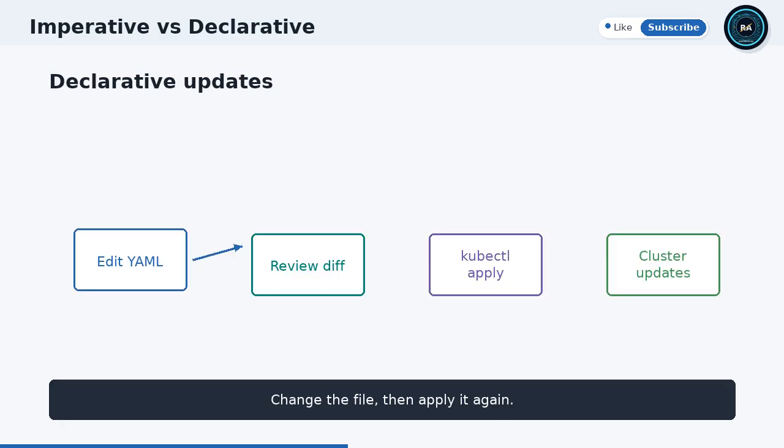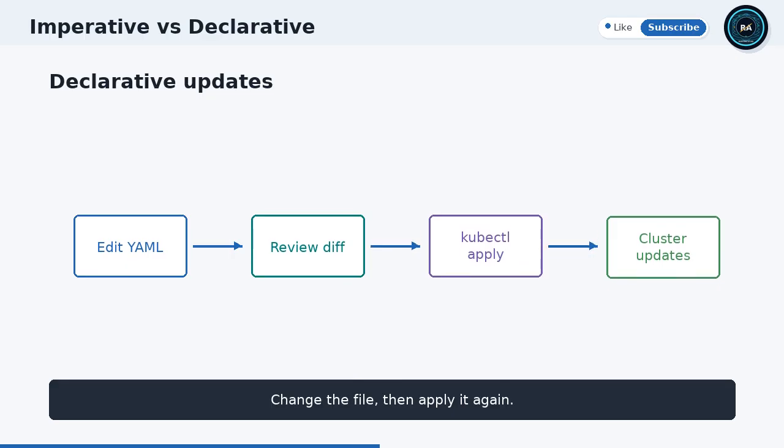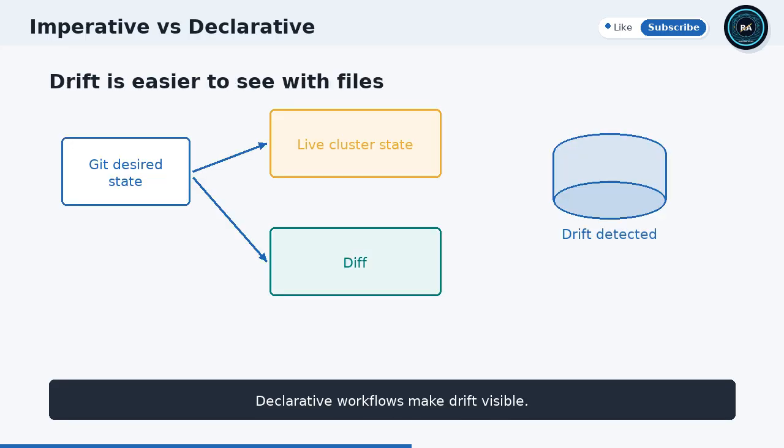In declarative mode, you update the file, maybe change replicas or image, and apply it again. The file remains the record of intent. If someone changes the live object by hand, a declarative workflow gives you something to compare against. That makes drift easier to detect.